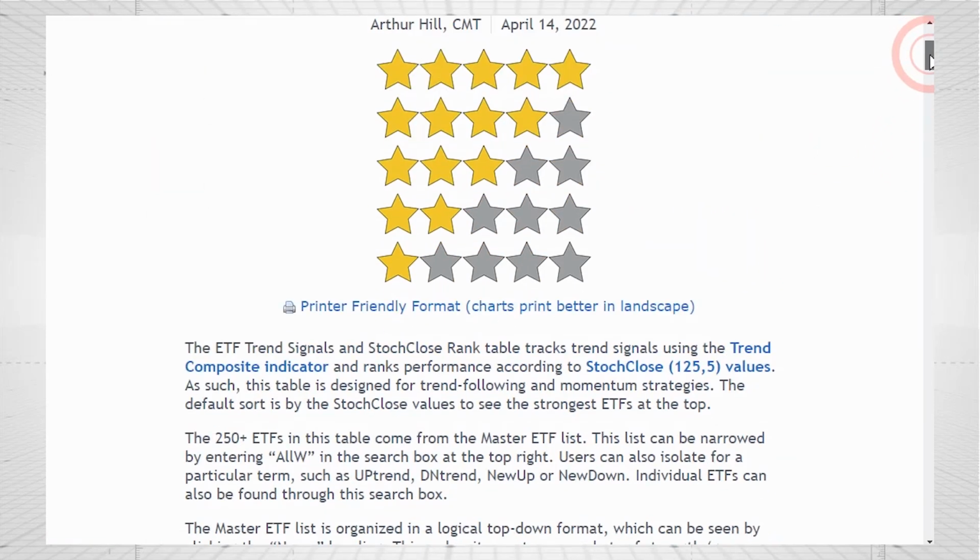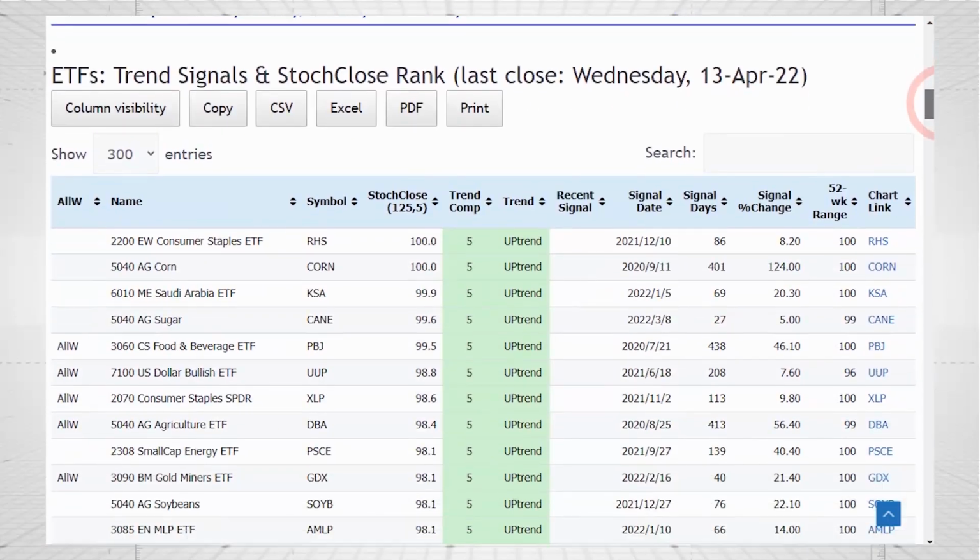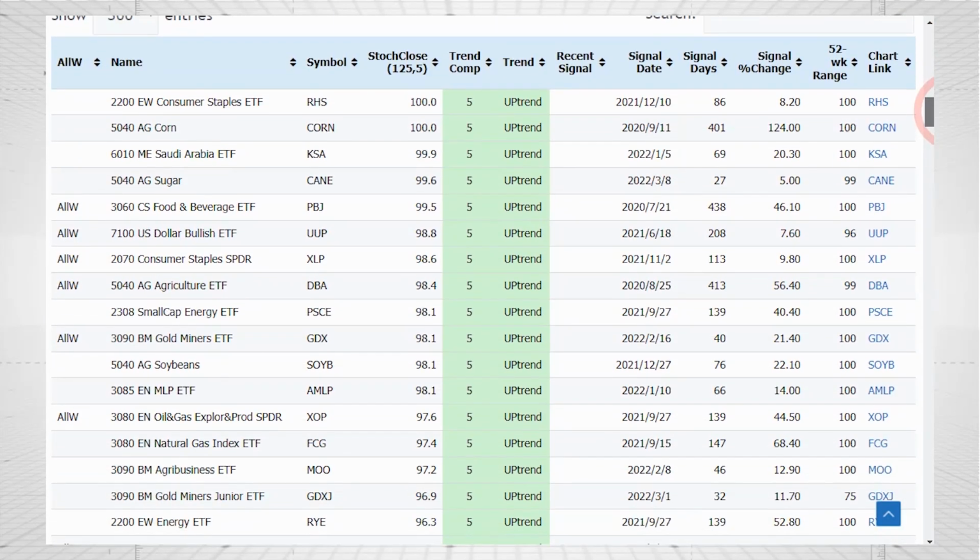And what this does is it ranks the ETF by price performance, and it also tracks the trend composite signals. So we can see we got a sort here, and the top ETFs, consumer staples, corn, Saudi Arabia. That's obviously oil related. Sugar, food and beverage. So we're seeing a lot of defense there with consumer staples twice and food and beverage, and commodities, corn, sugar, Saudi Arabia is related to oil. Small cap energy hit a 52-week high. So right there we can see where the leaders are, and the leaders are defensive and commodity related.